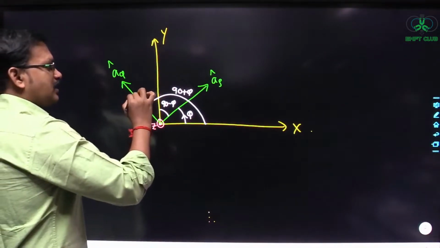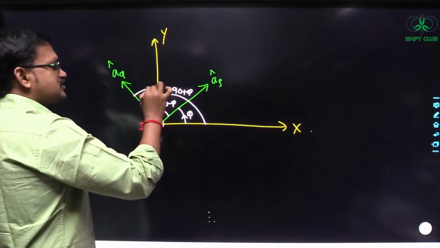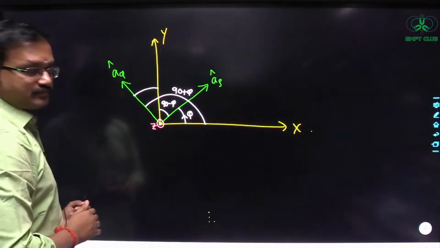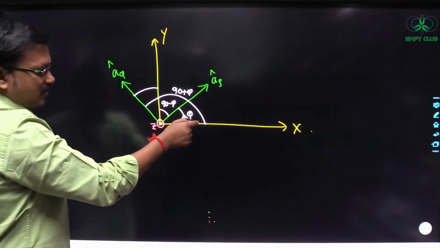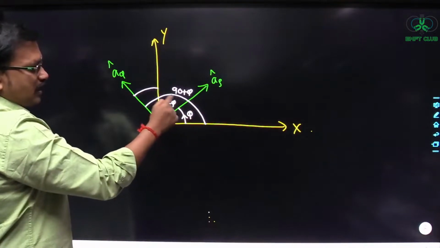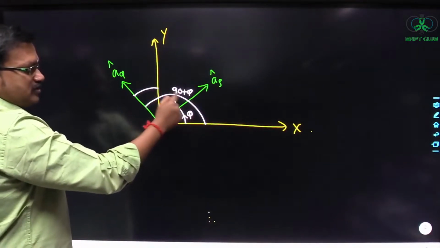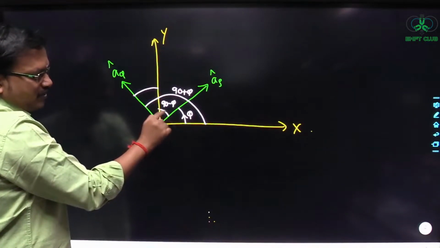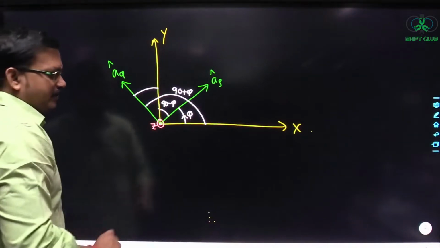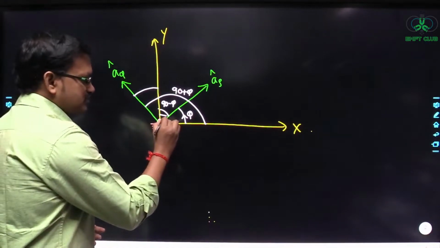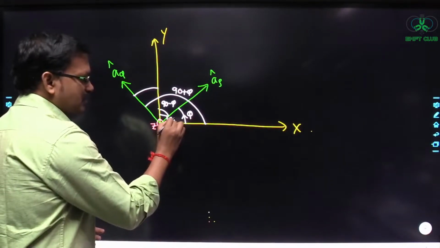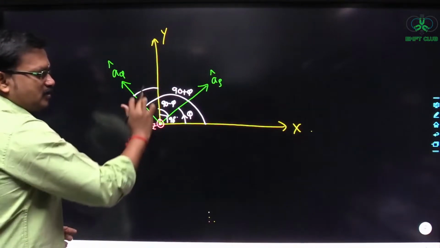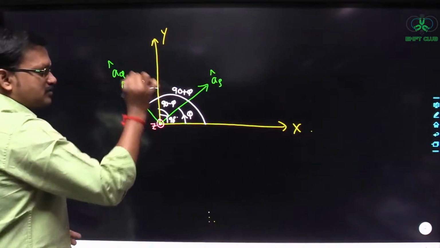And what is the angle between a phi cap and the y-axis here? Tell me, what is this angle? See, this total angle is 90 plus phi. The angle from here to here is 90 degrees. So this total angle is 90 plus phi, and this angle is 90, so this angle must be phi.